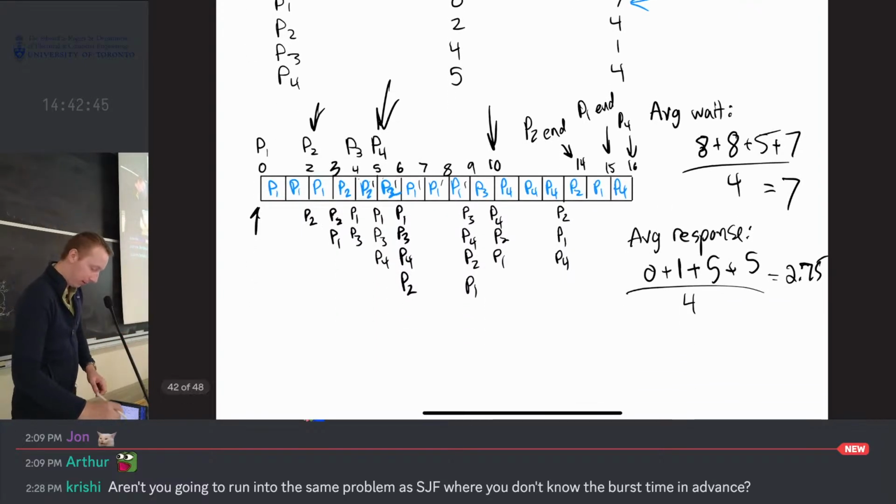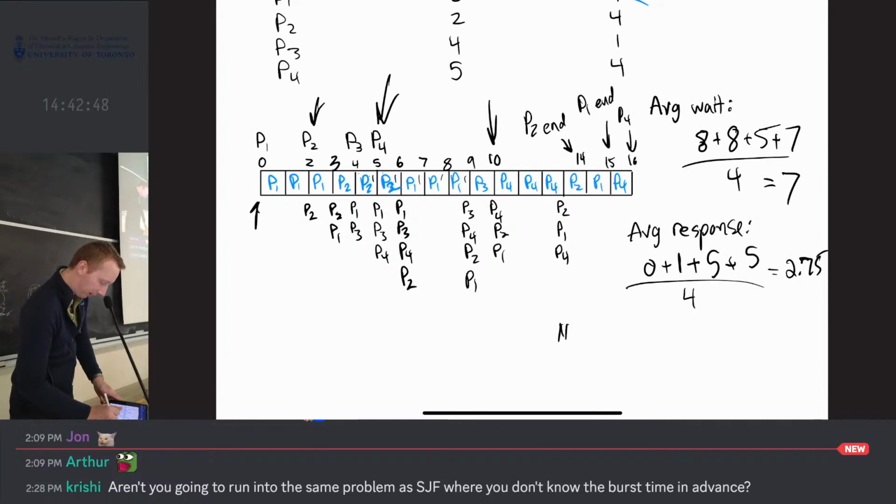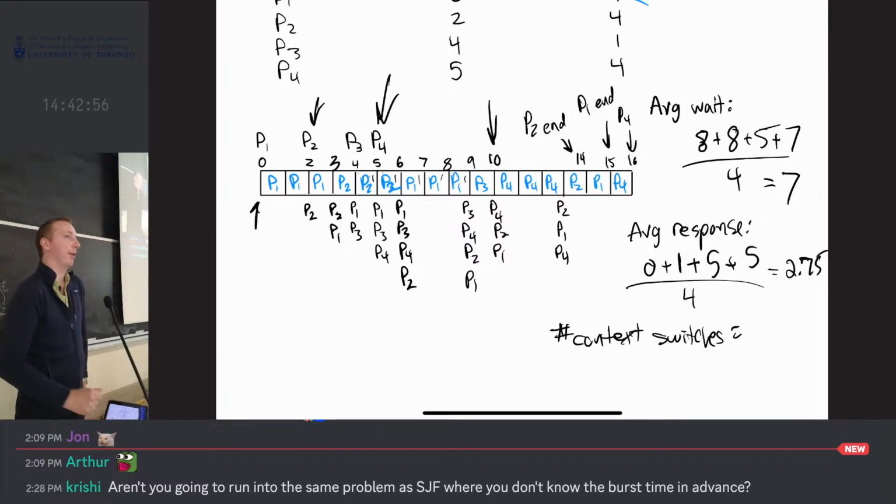The last one we would want to keep track of is the number of context switches. Because remember, if we're doing real scheduling on a real CPU, that is not free. We have to keep track of how many times this happens, because if we context switch too much, it might be real bad. So to count the number of context switches, you just count the number of times we switch between processes. So we switch, and I will do it in red.